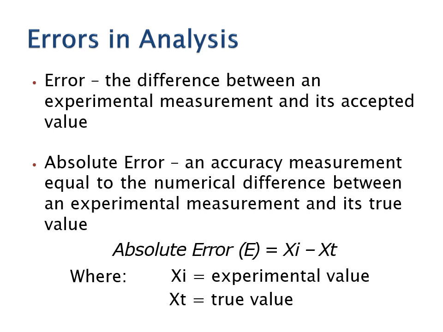Next is we have errors in analysis. So what is error? So error is the difference between an experimental measurement and its accepted value.